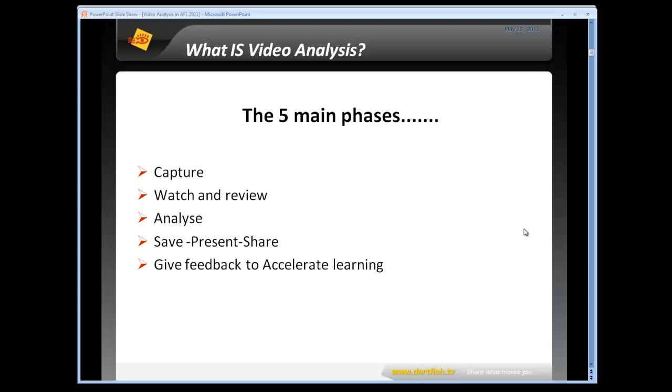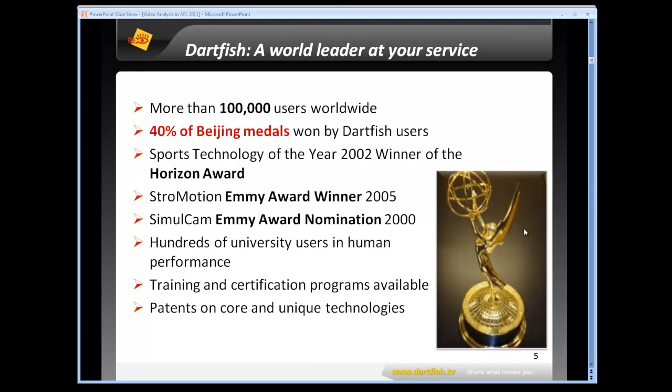And then you've got some options. It's to save it, to present to the group if you want to do that, or to share it off to the group if you want to go that way. And then right at the end, give feedback to accelerate the learning of your players. And that fifth step is where all of the information that the coaches have gathered over years, all of that experience that they've got, that's where it comes in. You gather the information, you use all your coaching tools, and you give it back to accelerate the learning of the group.